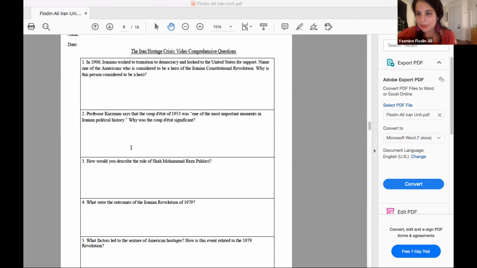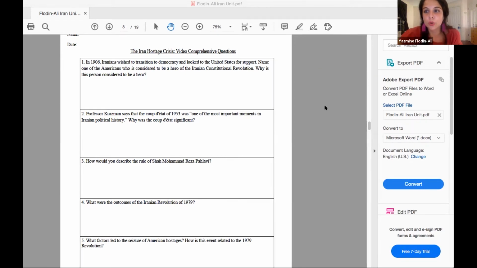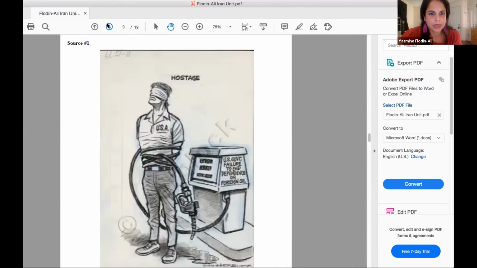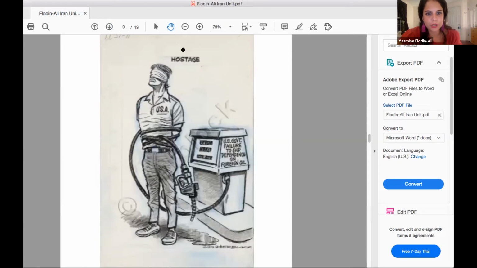So after giving students some background context, making sure that we're all on the same page about really basic stuff about Iran and its history as it pertains to this moment, we're going to go into looking at some visual primary sources, which are so much fun and really interesting. So we're going to start off with some political cartoons.